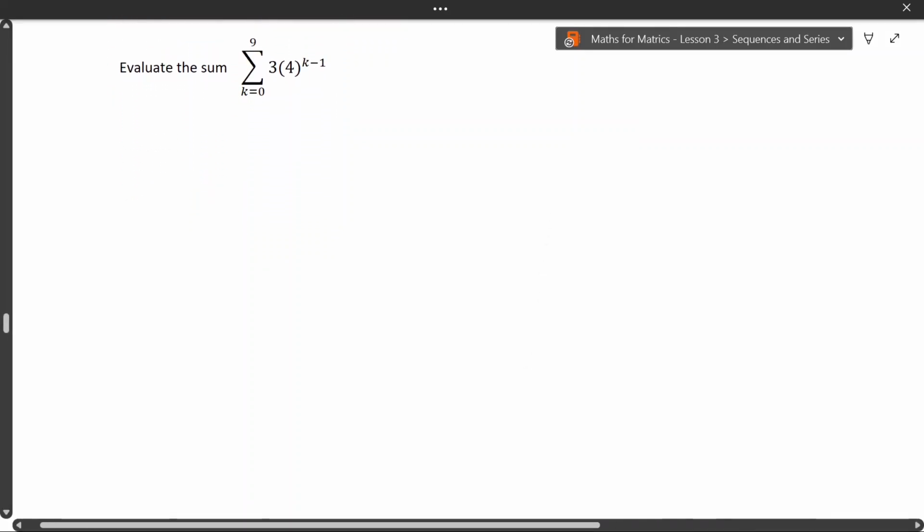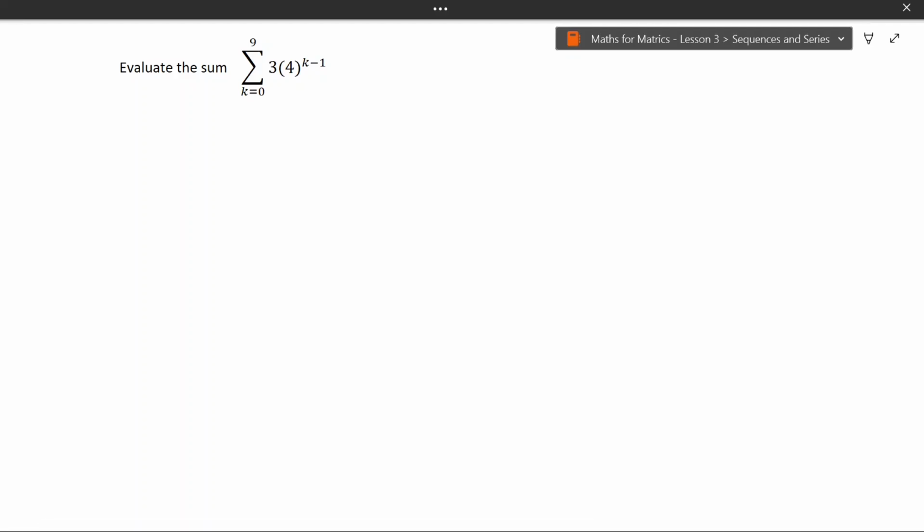Looking at this problem, it might seem that a is equal to 3. But that is most certainly not the case. It would be if the lower limit of summation was 1. But it's not. The lower limit of summation is equal to 0, so the series starts with an index of 0.